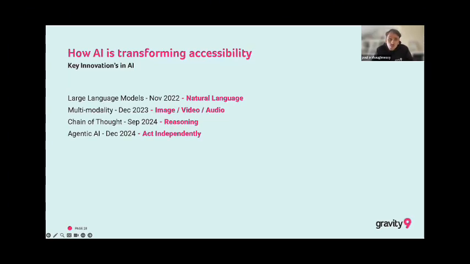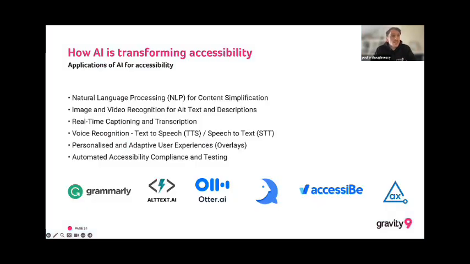And I will show you some of these areas and how AI and accessibility advancement is advancing. Okay, so the applications for AI accessibility. First up, we have natural language processing, otherwise known as NLP, for content simplification.